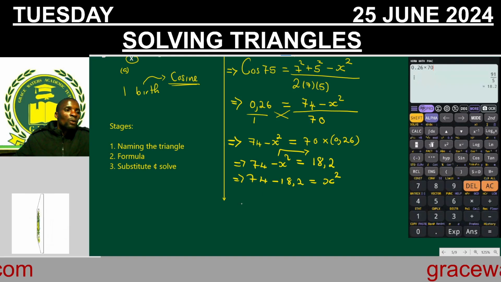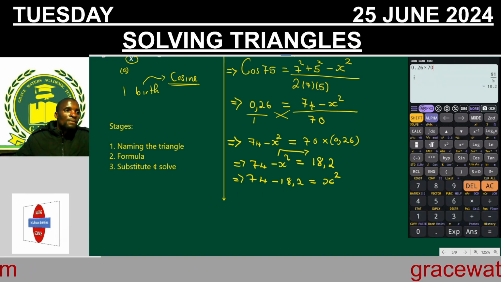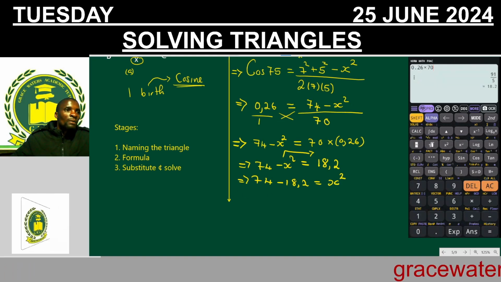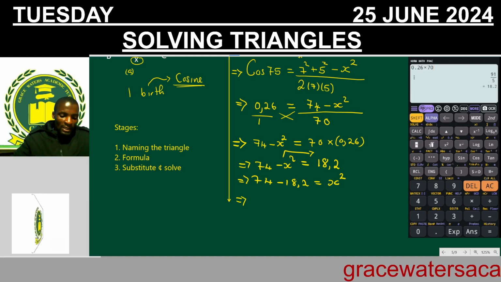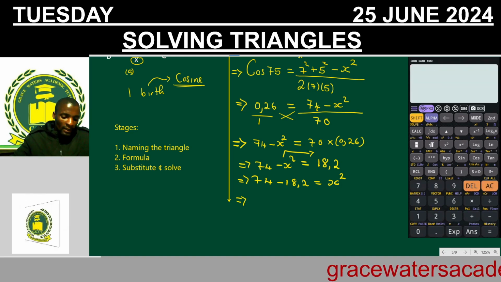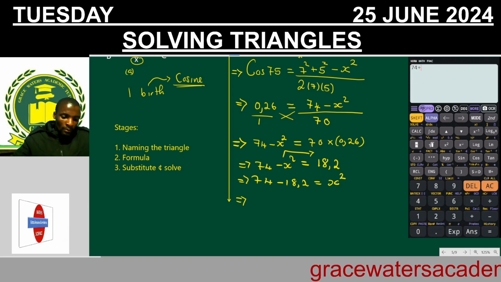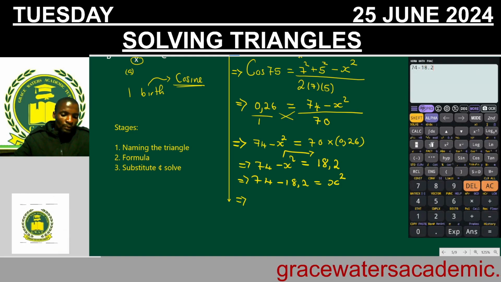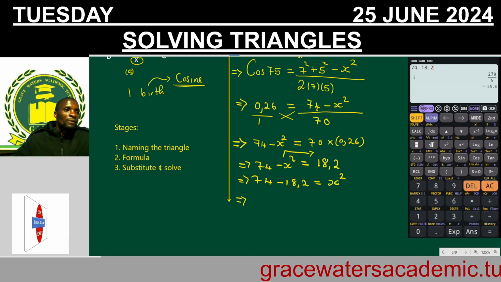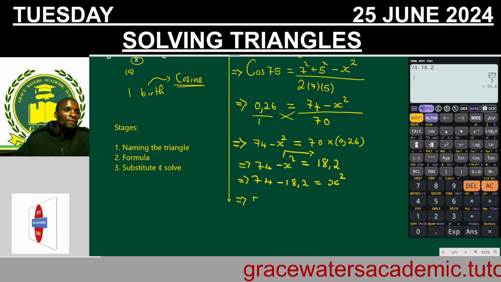This means what I'll be having here is an equivalence of... okay, let us do 74 minus 18.2. 74 minus 18.2, we get 55.8.